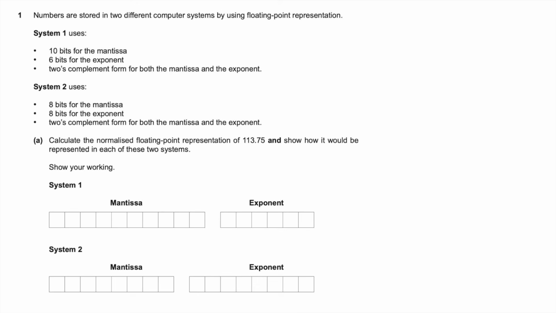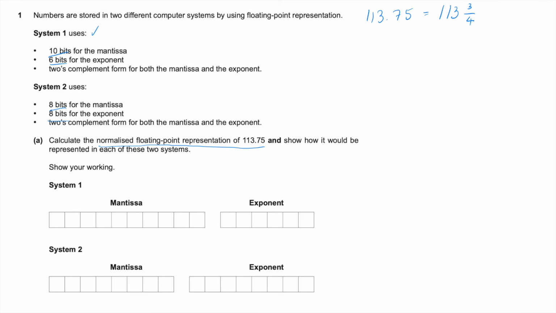So right here it says we have system 1, which uses 10 bits for the mantissa and 6 bits for its exponent. And we have system 2, which is 8 bits for the mantissa and 8 bits for the exponent. Calculate the normalized floating point representation of 113.75 and show how it would be represented in each of these systems. So we're going to go ahead and convert 113.75 to a floating point number. And we're going to turn this into a fraction, so 113 3/4.